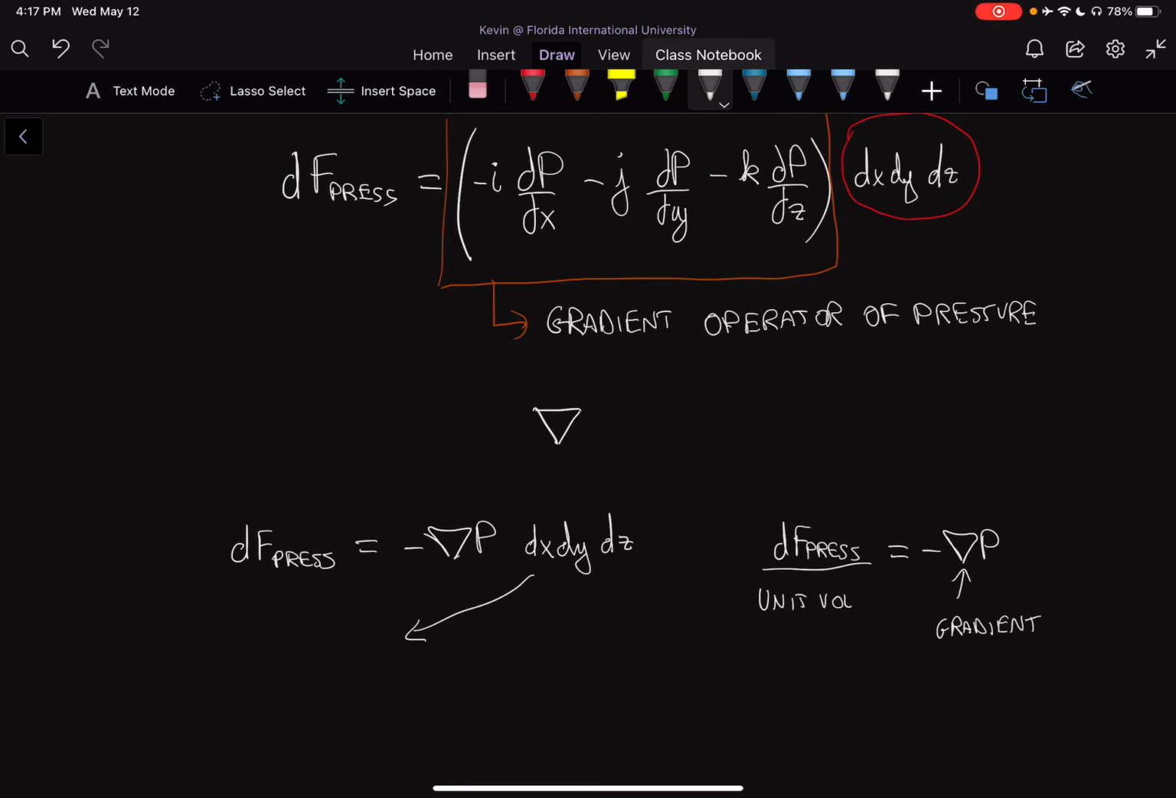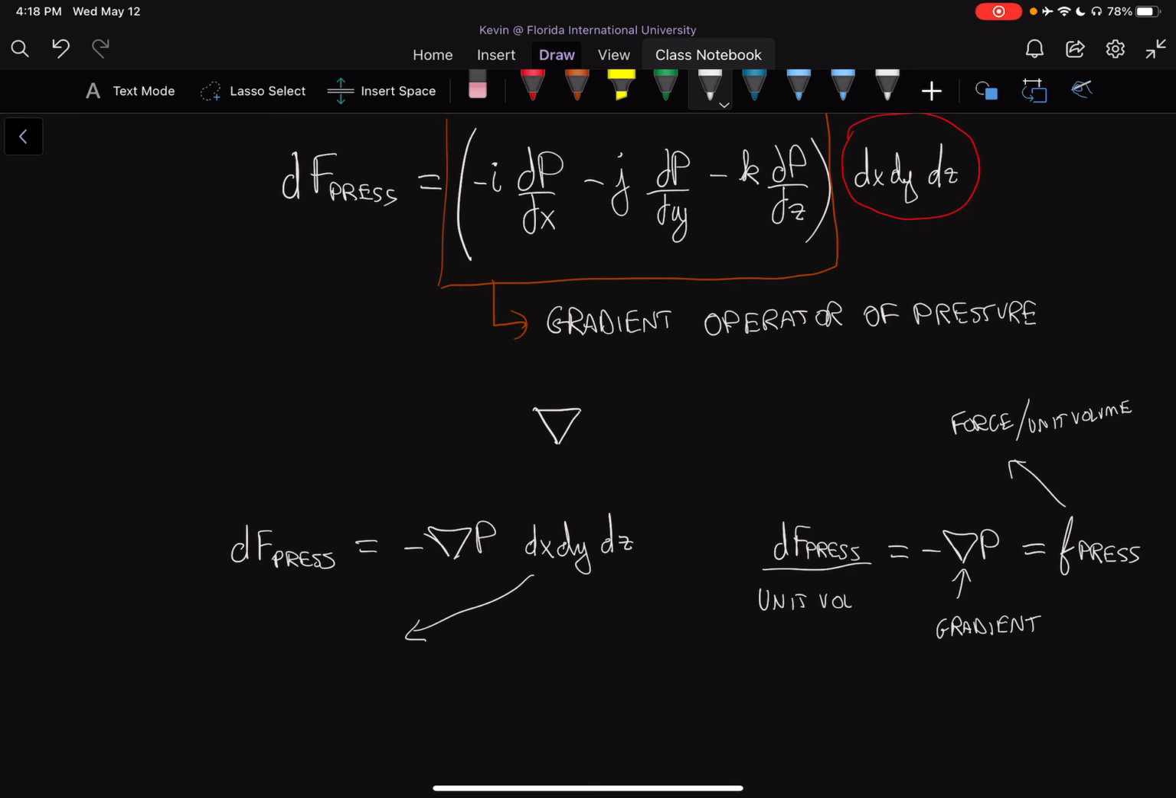Okay, this is the gradient operator. And we can rewrite the force of pressure divided by unit volume as little f press. So little f is just the force per unit volume. Just a different term with a lowercase, essentially.